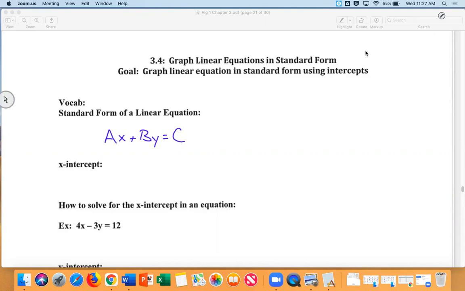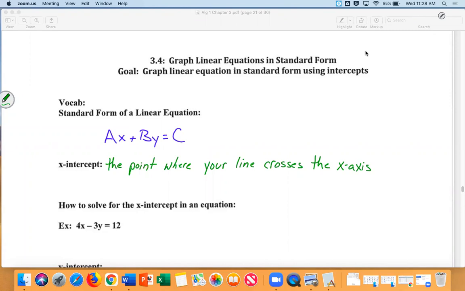Now the x-intercept is the point where your line crosses the x-axis. That's the one that's going left and right. Got that, Annie? So that's what it looks like on your graph.